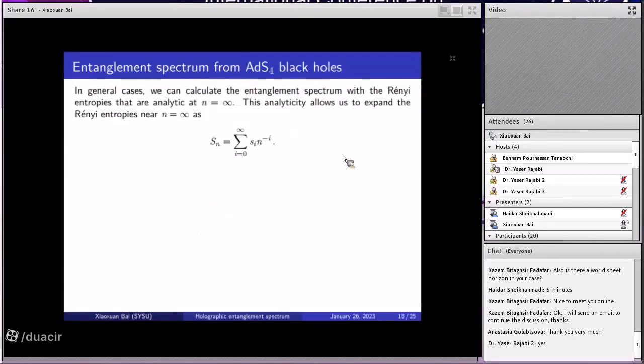In general cases, we can calculate the entanglement spectrum with Rényi entropies that are analytic at infinity. This analyticity allows us to expand the Rényi entropy near infinity as a series.